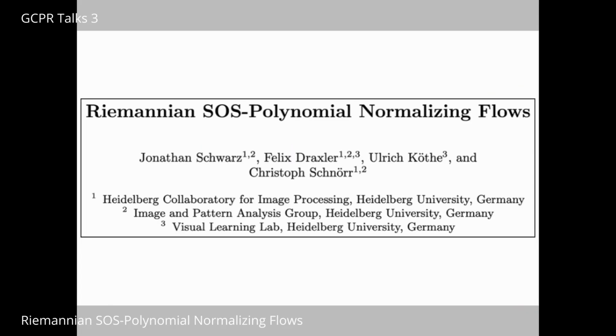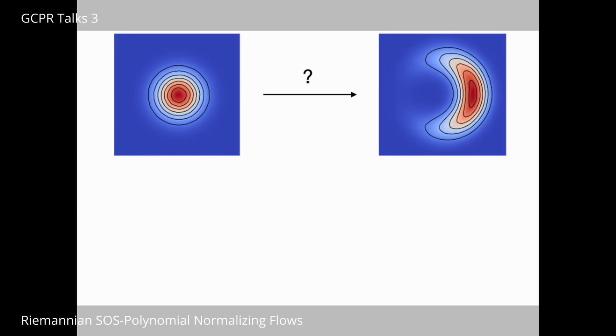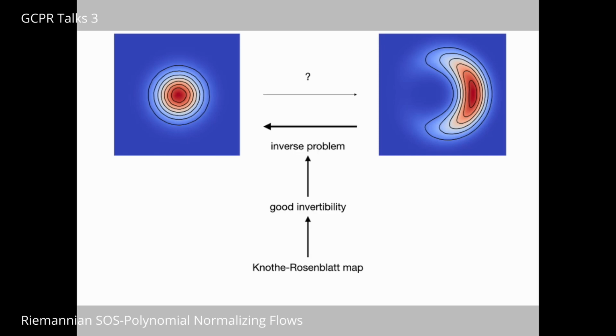Thank you. Assume we want to model an arbitrary data distribution in terms of an elementary reference measure. A current prominent line of research concerns the representation and estimation of so-called normalizing flows. We want to focus on a special kind of normalizing flow, the so-called Knothe-Rosenblatt map. This class allows for good invertibility. Therefore, a solution to the inverse problem also yields a solution to the original problem.